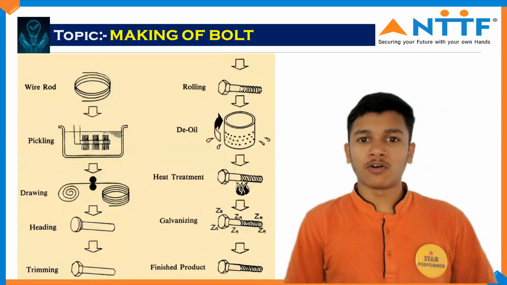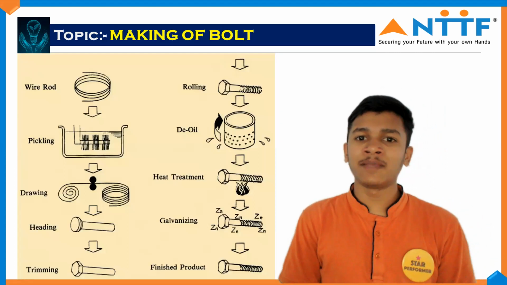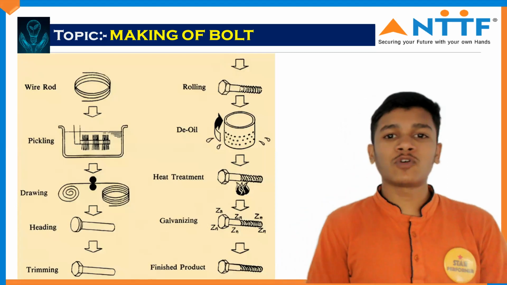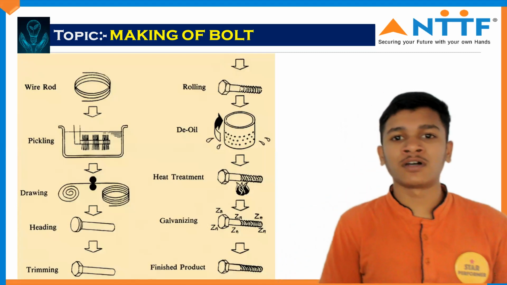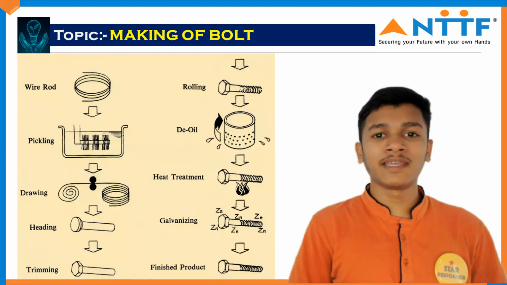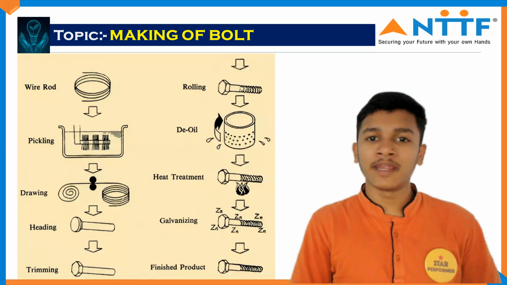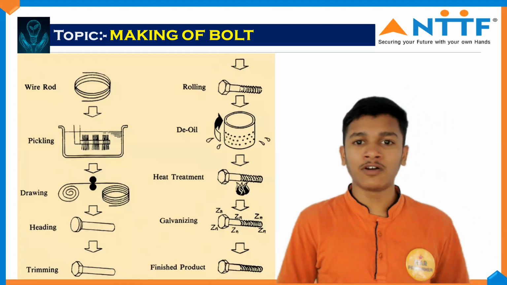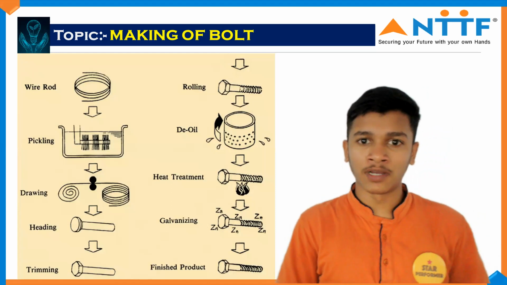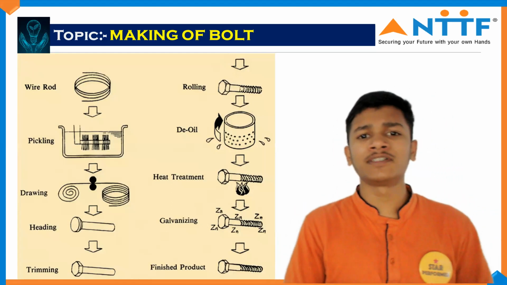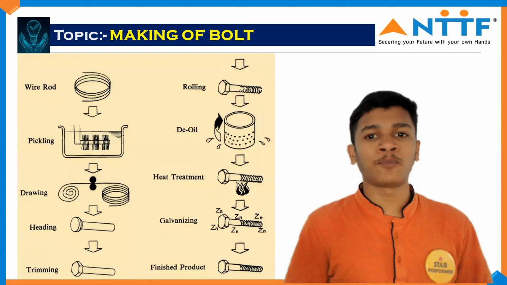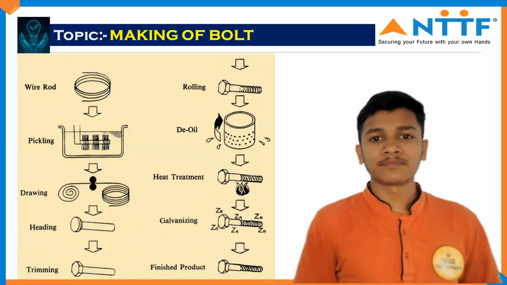Making of bolt or nut. Wire rods are mainly used for making or threading the nut and bolt. This was the old method of making it, because now it has advanced to die passes. The main steps are pickling, drawing, heading, trimming, rolling, de-oiling of the rods, heat treatment, glazing, and finished products. In this, we can see how a thread impression is put on the rod.